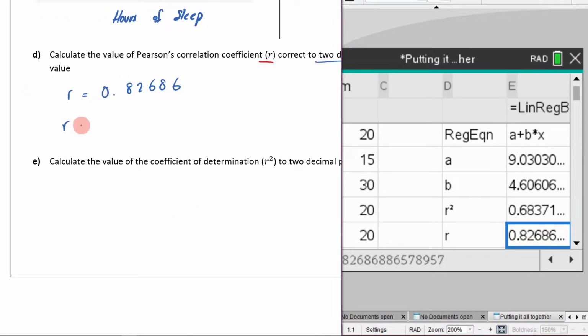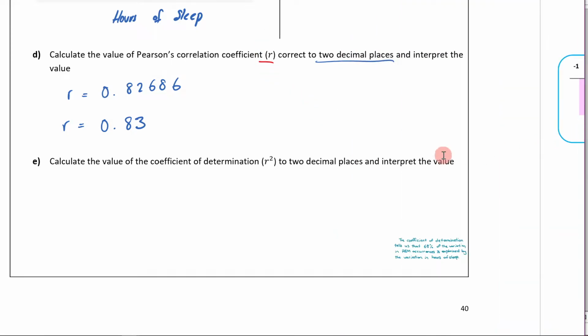So that means R is going to be 0.83 because that 6 is going to round that 2 up to a 3. So just make sure that you don't make any silly mistakes rounding. Okay, let's continue on now.